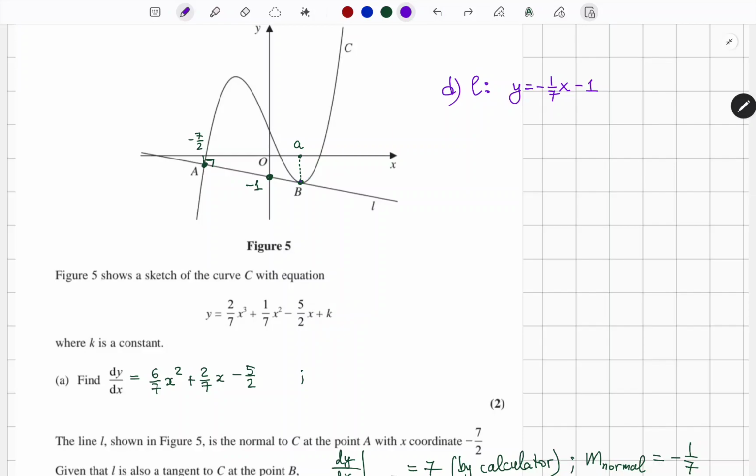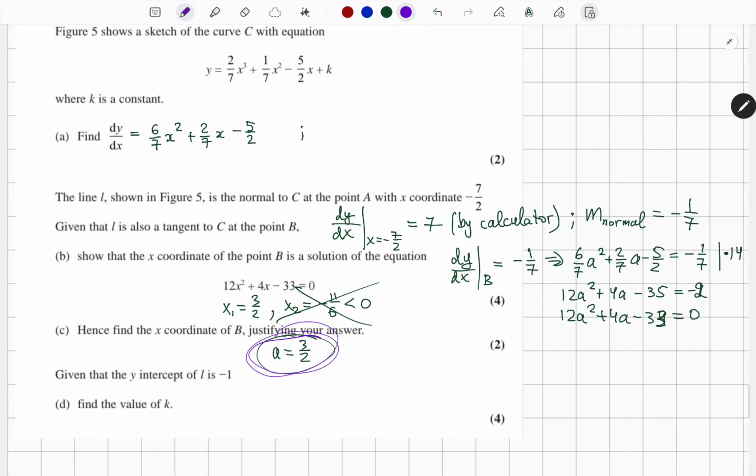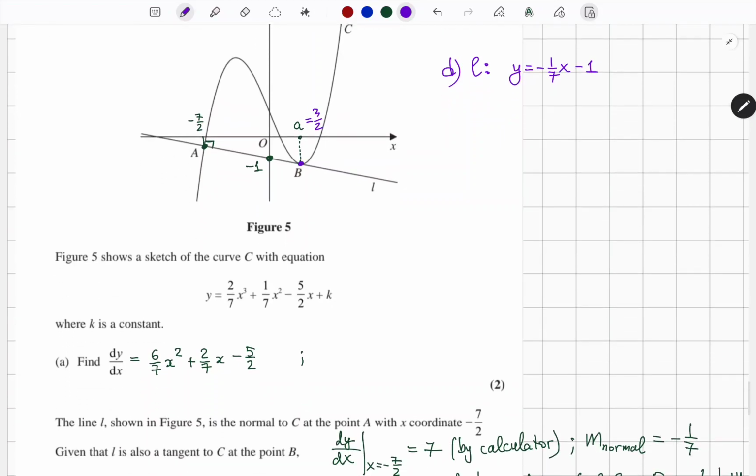The key idea is the point B, because my tangent line passes through the point B and my curve passes through the point B, and the x-coordinate is already known, it is 3 over 2. Yep, we found it in part c. So if I put x equals 3 over 2 in the curve, and if I put x equals 3 over 2 in the tangent line L, the results must be the same. So minus 1 over 7 times 3 over 2, minus 1.